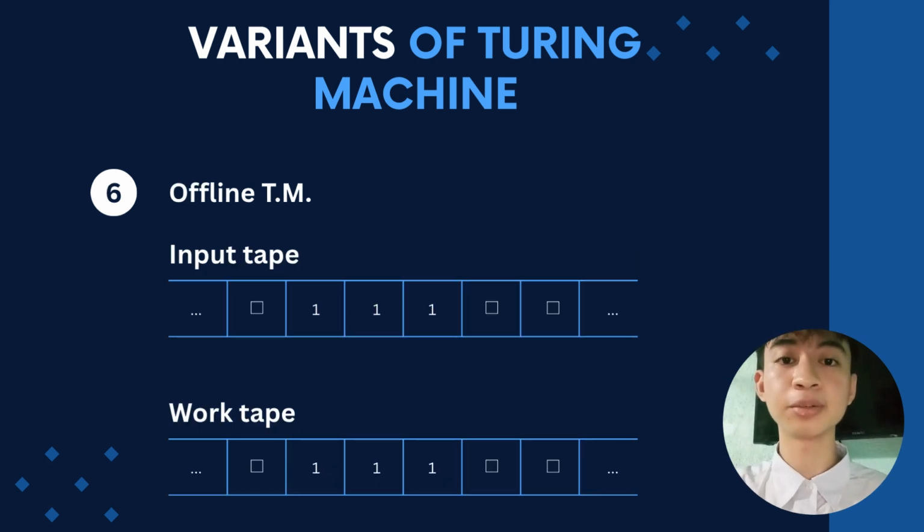Next is the offline Turing machine, a multi-tape Turing machine where some tapes are read-only. So typically it consists of two tapes. The first one is the input tape, which is the read-only tape. And the second one is the work tape, which is the read and write tape. So it's useful because it separates input from computation, which reflects real-world algorithms.